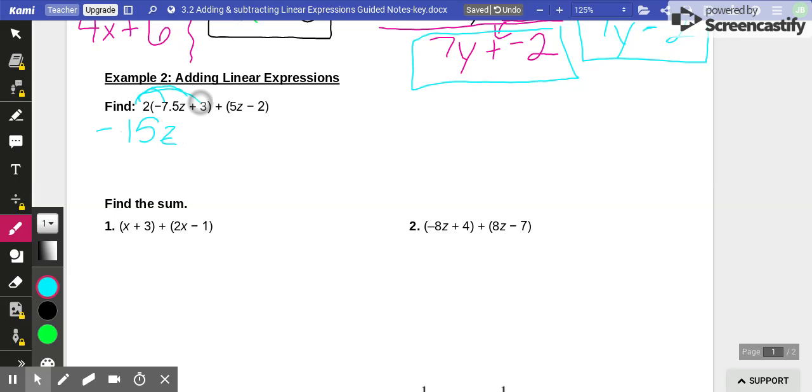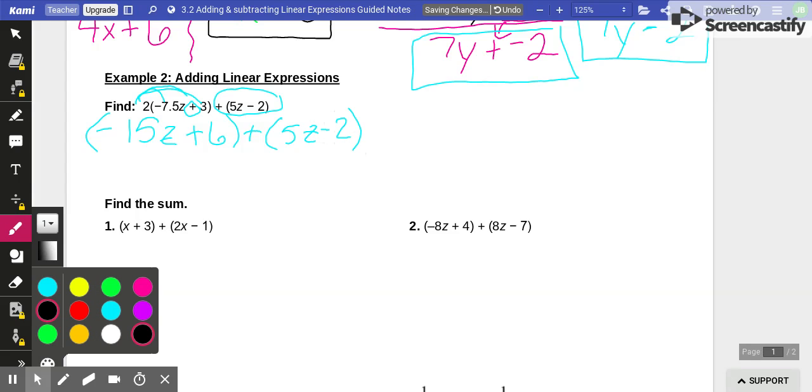And then we add the 2 times the 3. So I would have plus, because it's a positive sign in there. So plus 6. So that is my first expression. I'm going to just rewrite what I have up here above. So bring this down. So I have 5z minus 2.